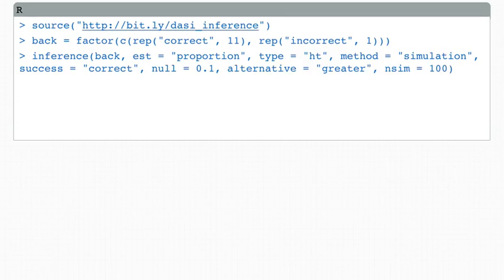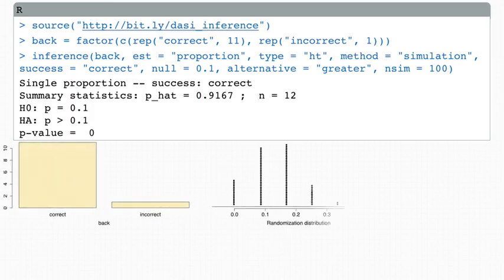This is a hypothesis test. That's a simulation-based hypothesis test. We're defining the success to be the correct guesses, and our null value was 0.1, and the alternative was greater. And for simplicity, for now, we're only going to run 100 simulations of this. This is what the output looks like.